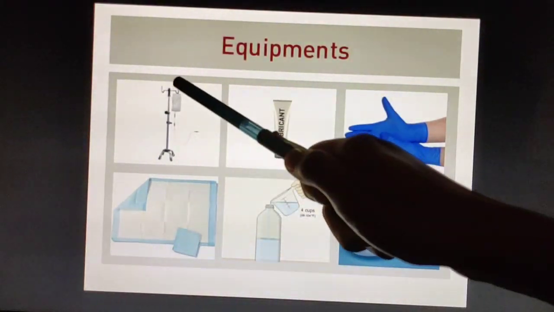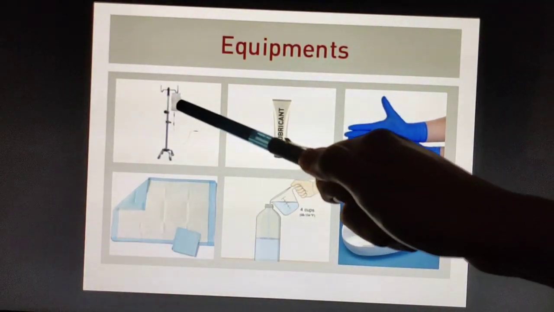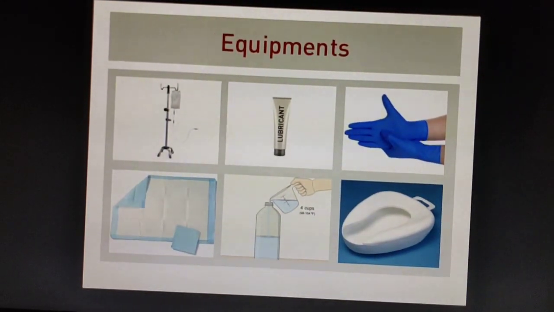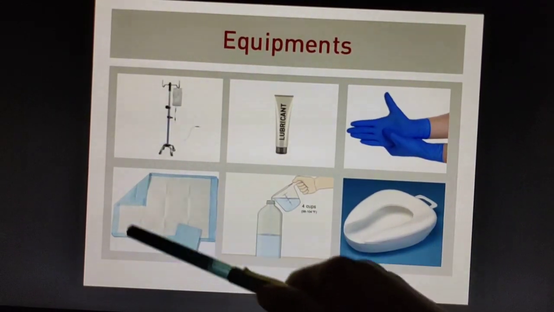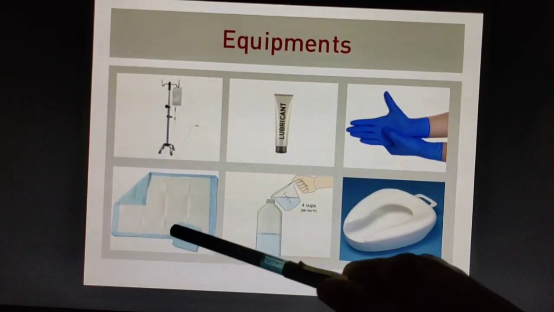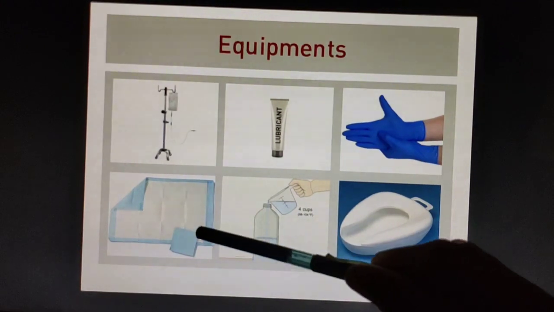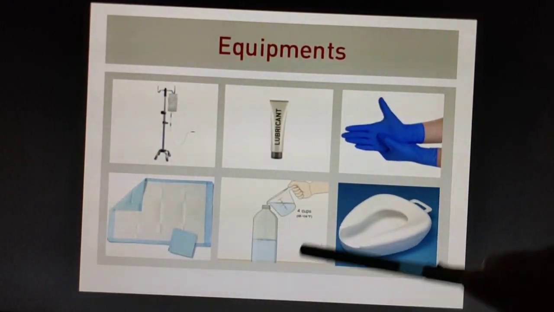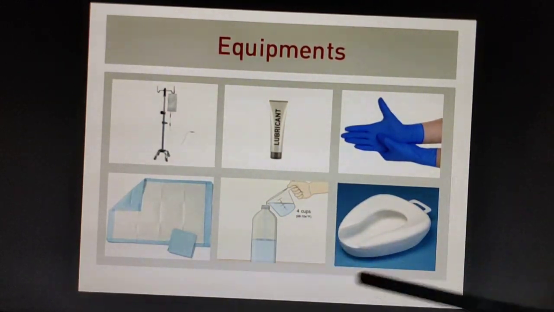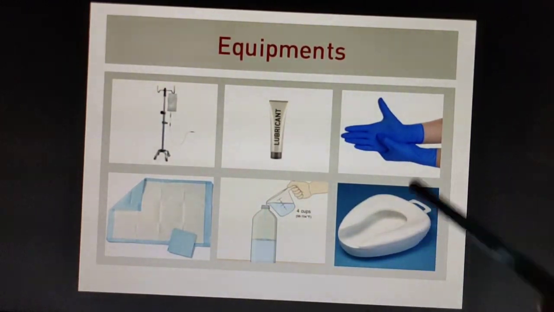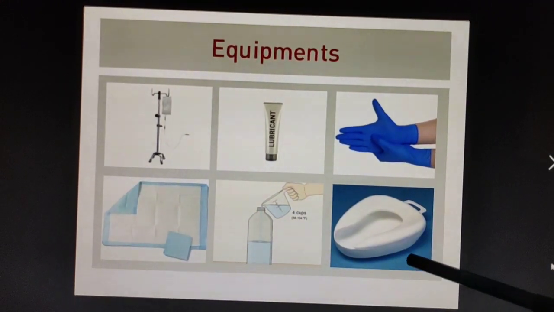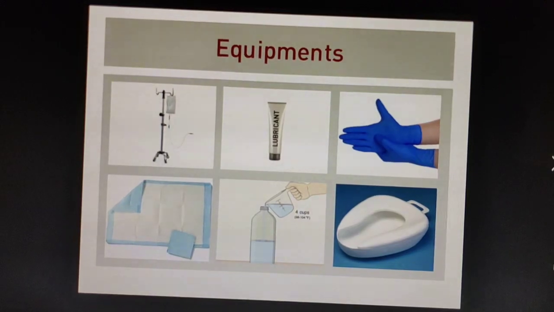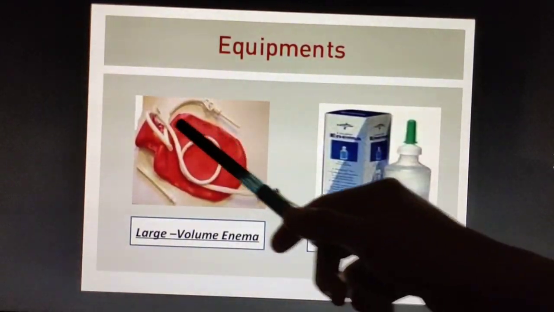We have to hang the enema can and enema tube. And we have to use the water soluble lubricant, disposable gloves, and the Macintosh or bedspread to prevent the bed from spoiling. And we have to use the soap and water proportion, the enema fluid. Then there's a bedpan or commode. If the patient is bedridden we have to use a bedpan, and if the patient is walkable, we can send them to the washroom.